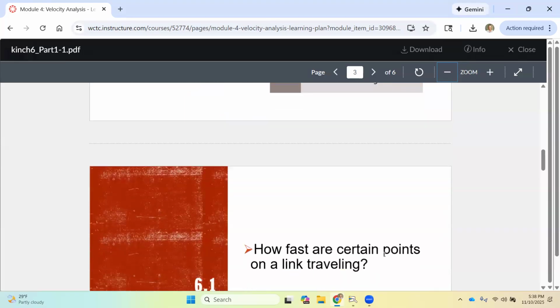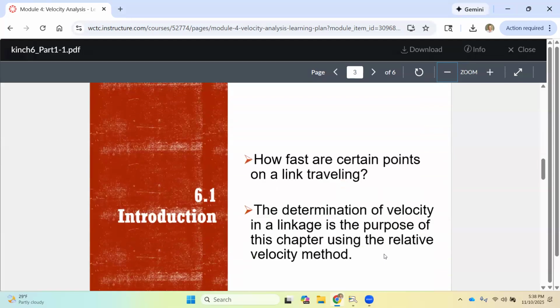So in the beginning here, we talk about introducing velocity. And really, when we're interested in velocity, especially on linkages, like the ones that we've been looking at here in kinematics, we usually want to know how fast are certain points on a link traveling, okay? It might be endpoints, it might be the link itself, but how fast is it going? So we've got things that are moving. So the determination of the velocity on a link is really the purpose of this particular chapter, okay?